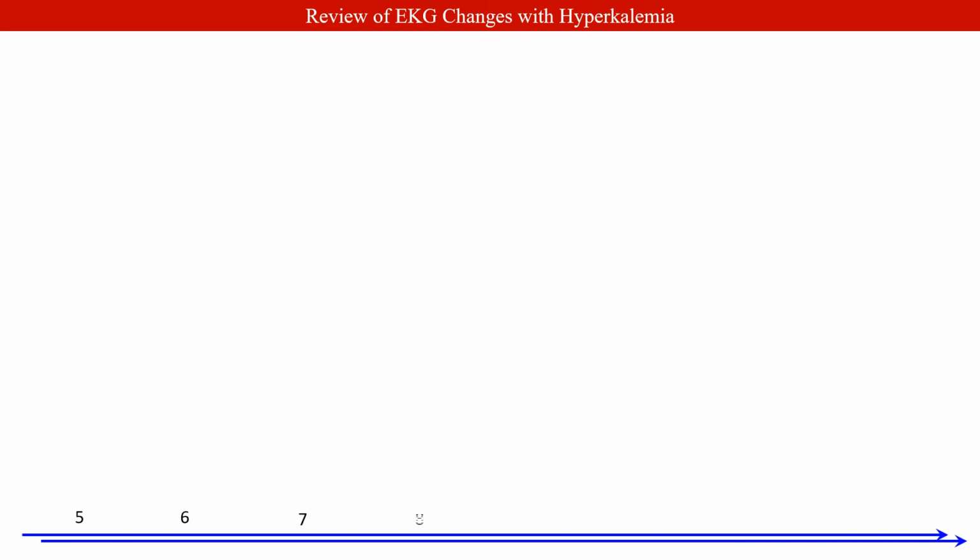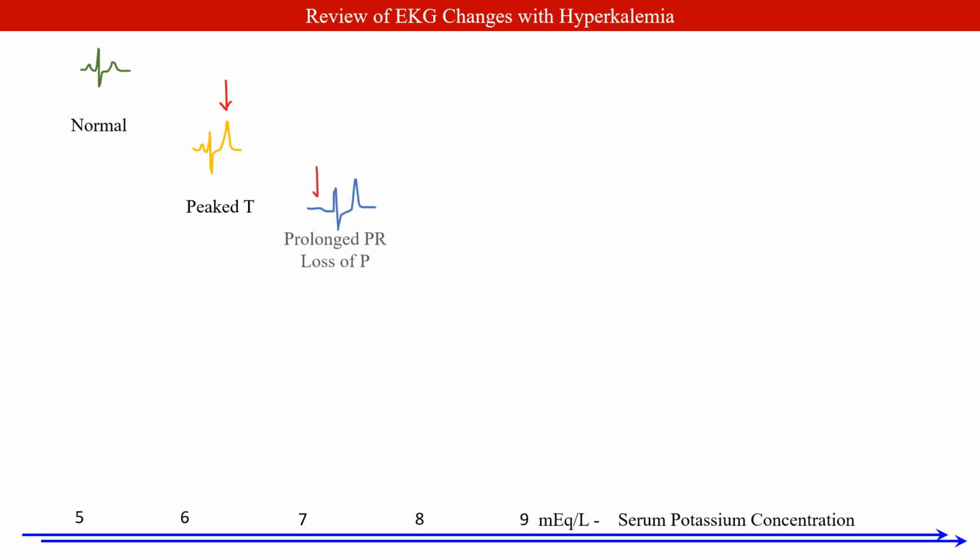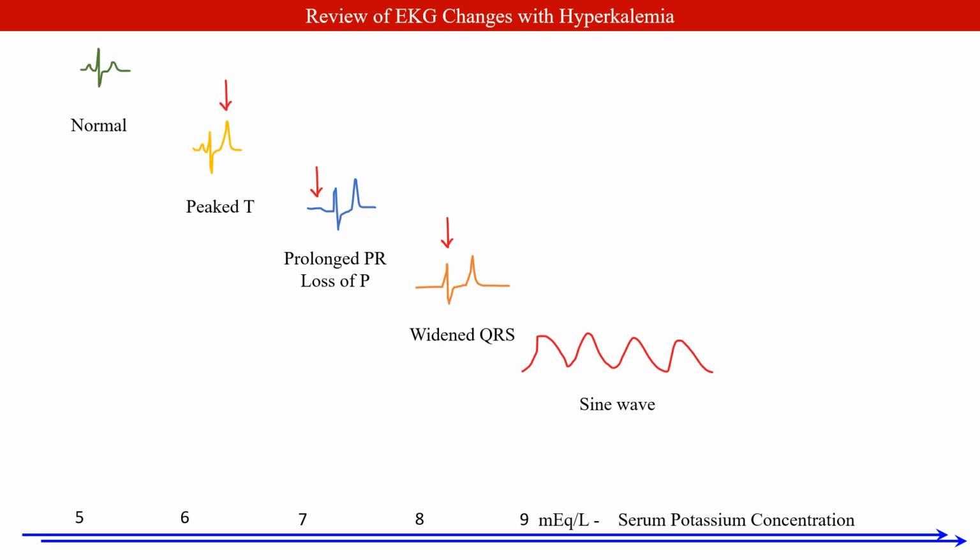What do we expect to see on an EKG as serum potassium increases above normal range? We start with a normal EKG. As serum potassium increases, typically above 6 milliequivalent per liter, peaked T waves may be seen, followed by prolonged PR interval and loss of P wave, widened QRS interval, sine waves, followed by ventricular fibrillation.